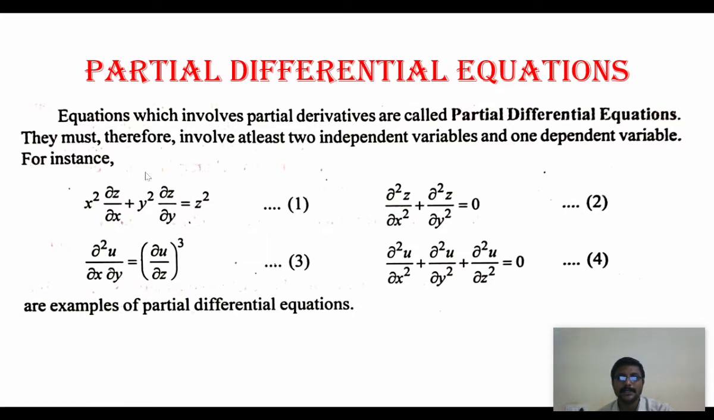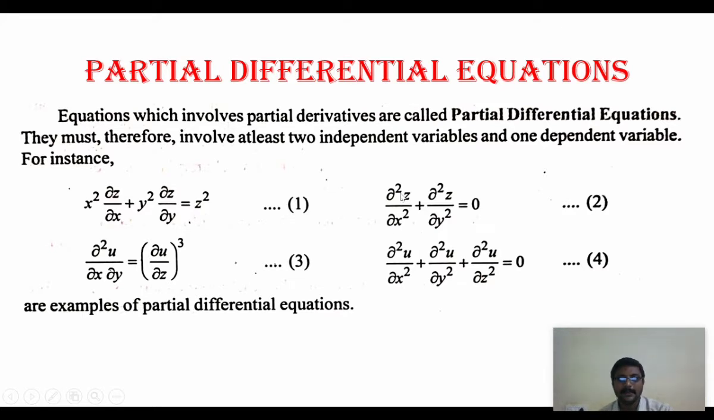Here the partial derivatives are dou z by dou x and dou z by dou y. Those are known as first order partial derivatives. In the third example, that is 3, dou square u upon dou x dou y is equal to dou u upon dou z whole cube. Here u is a single dependent variable and the independent variables are x, y, z. Suppose the equation has one dependent variable and two or more independent variables, then such types of DEs are called partial differential equations. So equation 3 is also a partial DE.